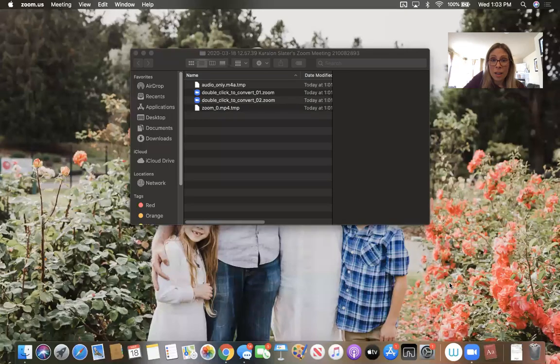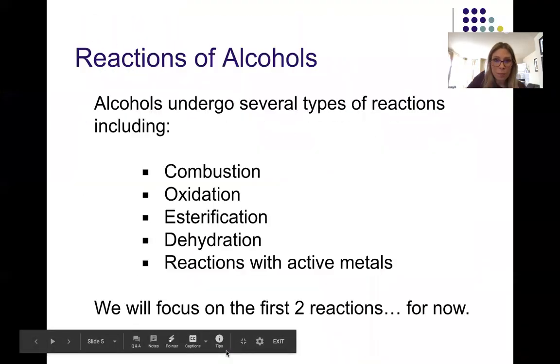So without further ado, we are going to be getting into more reactions of organic compounds. We finished up the reactions of the alkenes, and now we're going to be getting into the reactions that the alcohols undergo. Just be a little bit patient with me because this is brand new learning for me. I am trying to figure out how to do all this and have it all work.